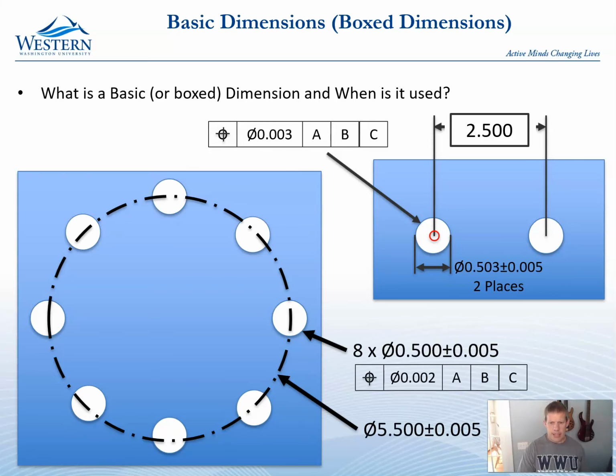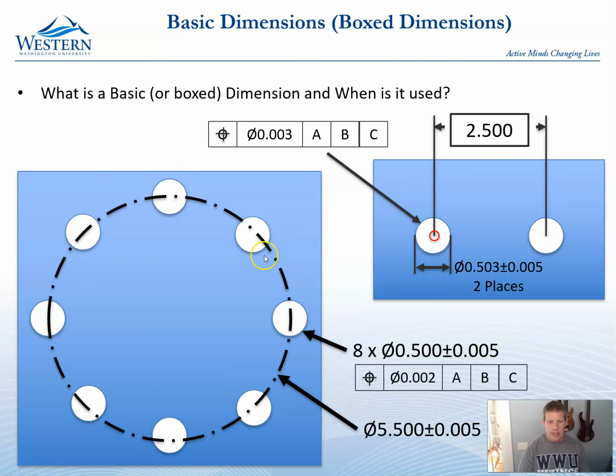Okay, let's look at another one. So this is a bolt hole circle. You can see this circle defines there are 8 holes. We see a diameter for the hole. They're 1/2 inch holes, plus or minus 5 thou on the diameter. And then it calls out a true position of 2 thou with respect to A, B, and C. And so the center of each of these holes can move around within a circle of 2/1000ths diameter. And so that hole can move around that much.